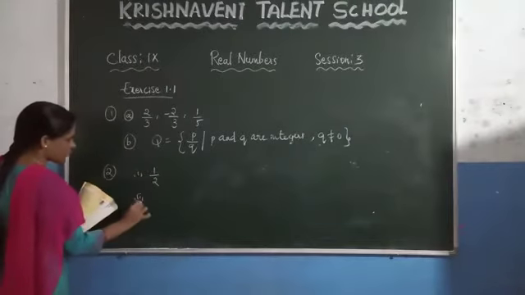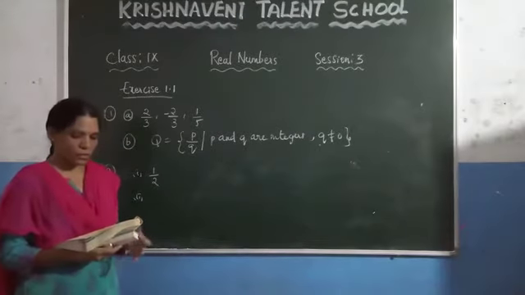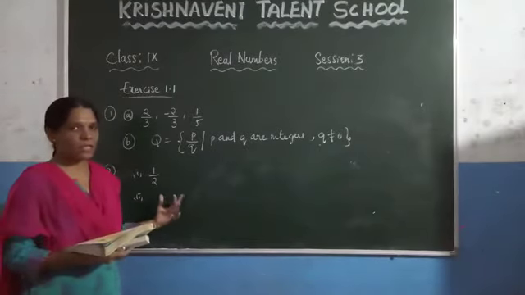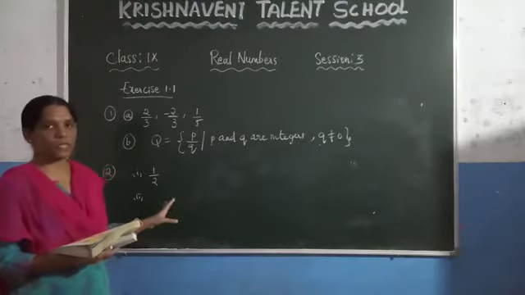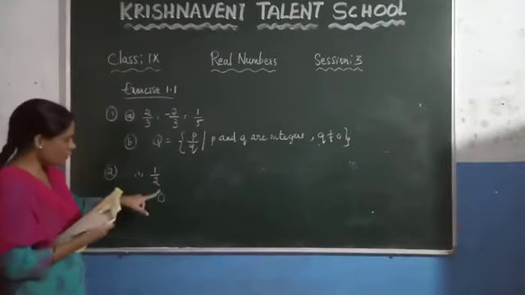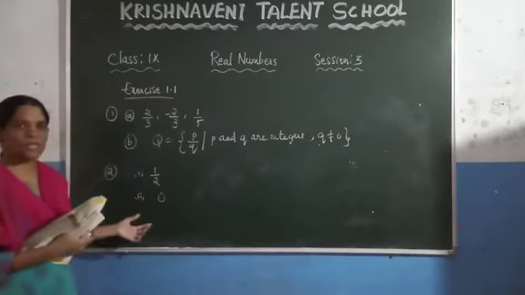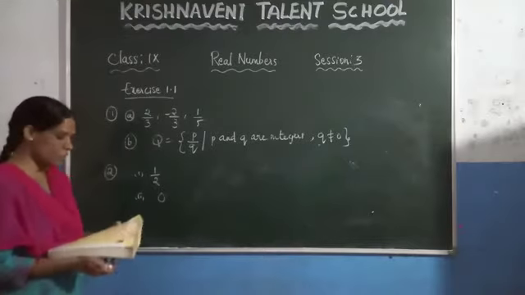Now see the second question. A whole number which is not a natural number. You have to write a whole number and that should not be a natural number. You know what that number is? 0. You know that 0 is a whole number, but 0 is not a natural number because the natural numbers start from 1. Now see the third one.